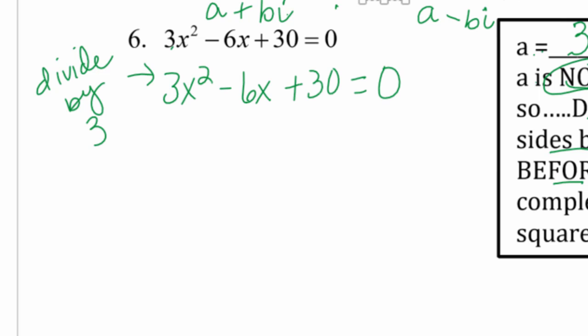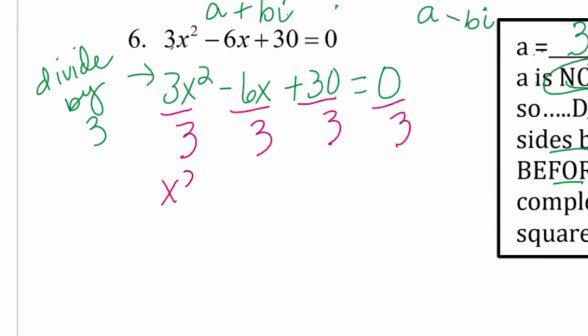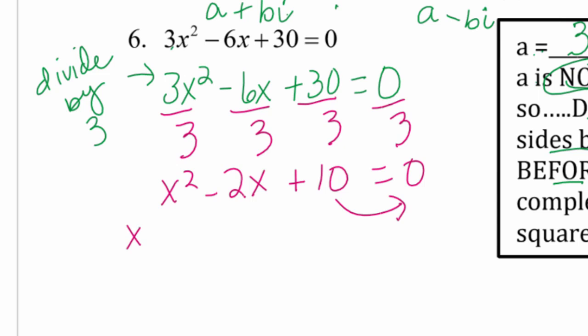Because I'm going to divide by 3, divide by 3, divide by 3, divide by 3. Everything gets divided by 3. And then reduce. And so now we have x squared minus 2x plus 10 equals 0. Now it doesn't look so bad. These are like the ones we've been doing. So we are going to subtract the constant, move the 10 over. X squared minus 2x plus, leave some room, equals negative 10 plus, leave some room.